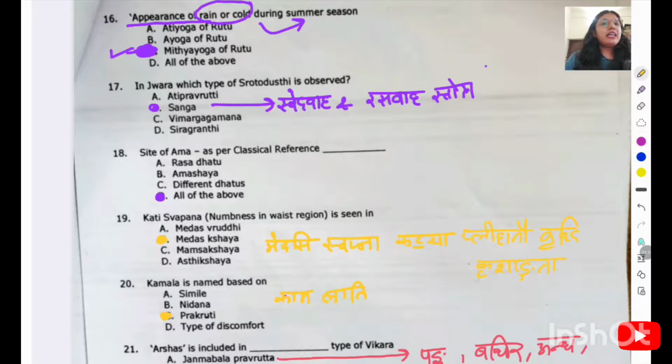The next question is the appearance of the rain or cold season during summer. That is actually the Mithya Yoga of the Ritu. In Ati Yoga, if it is summer season, there are very hot days, and in Ayoga, summer will not be there at all. In Mithya Yoga, features of another Ritu are there. For example, in summer Ritu there will be features of rain or cold.